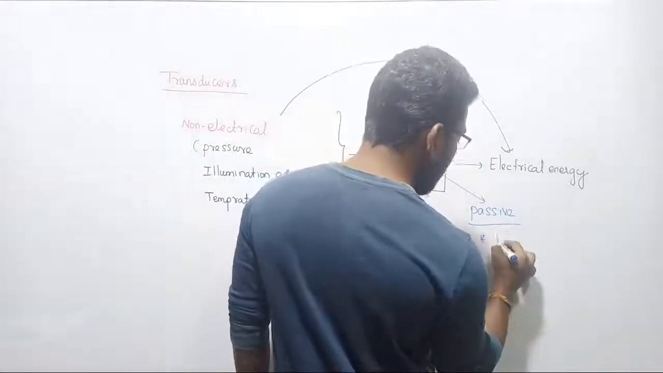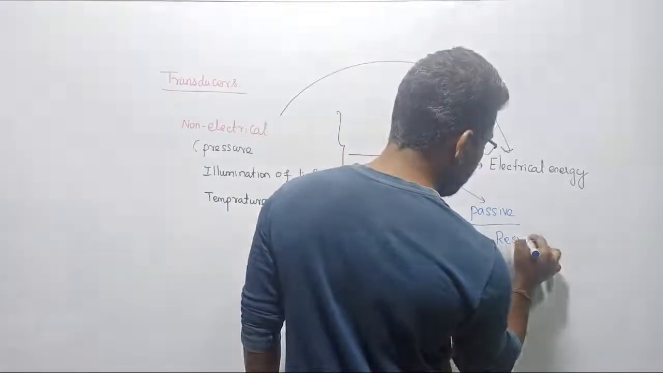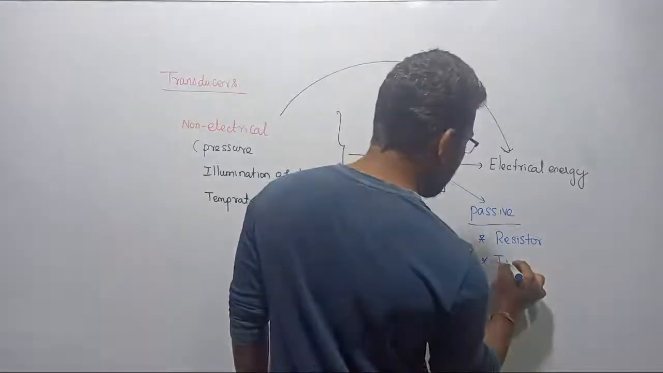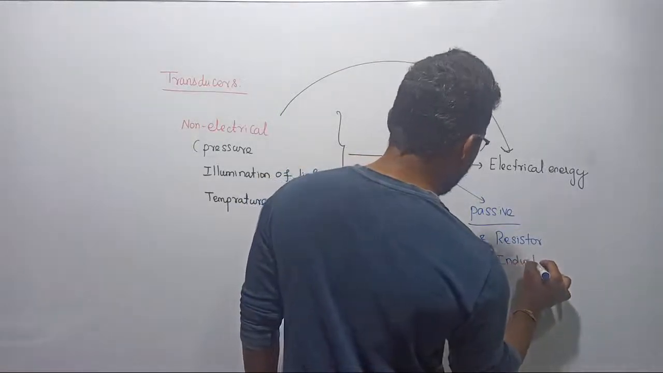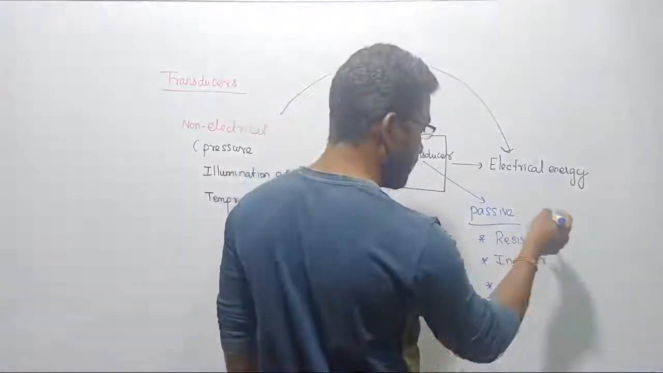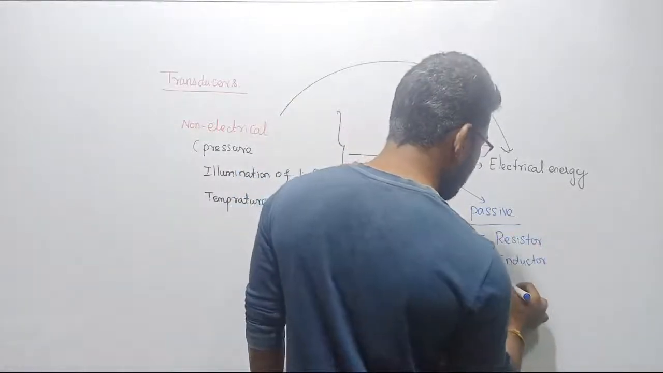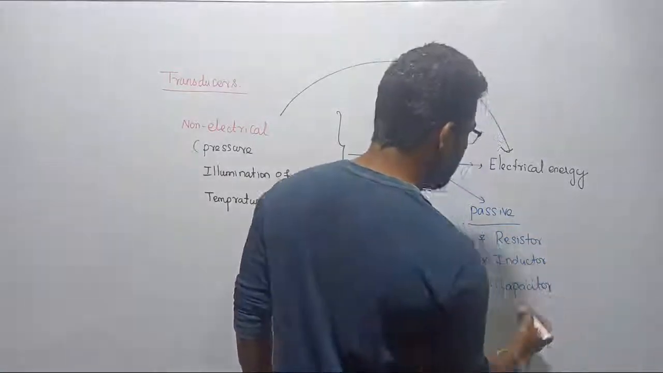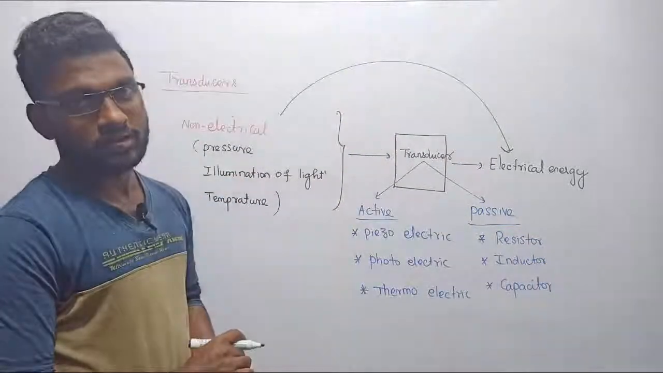Whereas under passive we have three types. Once again, the resistive type of transducer, that is resistor transducer, and the second one is inductor transducer. They are called passive. We all know RLC is always called what? Passive elements, right? So resistor transducer, inductor transducer, capacitor transducer, right? So there are three more classifications under the passive type of transducer also, right?